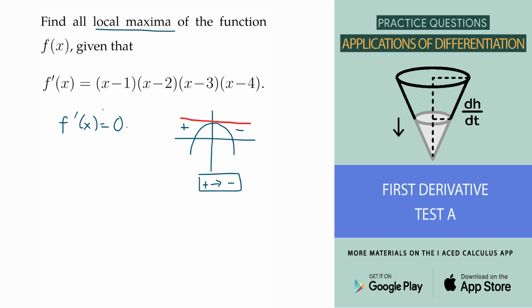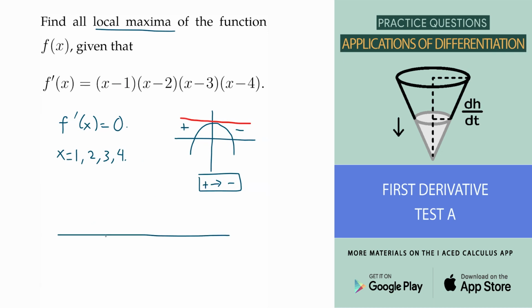Now let's do the question. It's clear that as f prime of x is a product, the only way it would ever be 0 is if one of those terms itself is 0. This corresponds to x being equal to 1 or 2 or 3 or 4. Now we need to find which of these obeys the positive to negative switch.